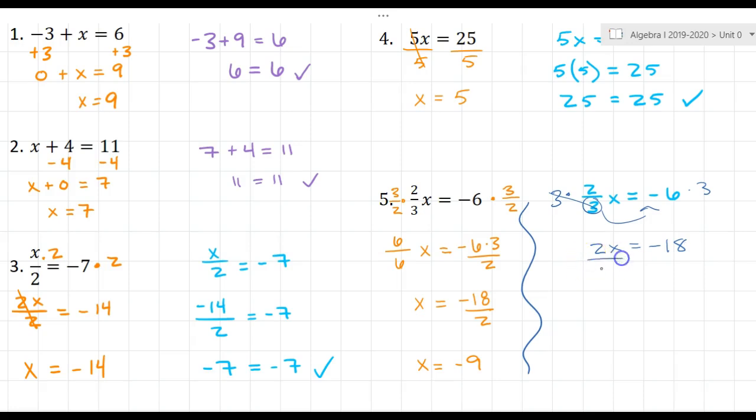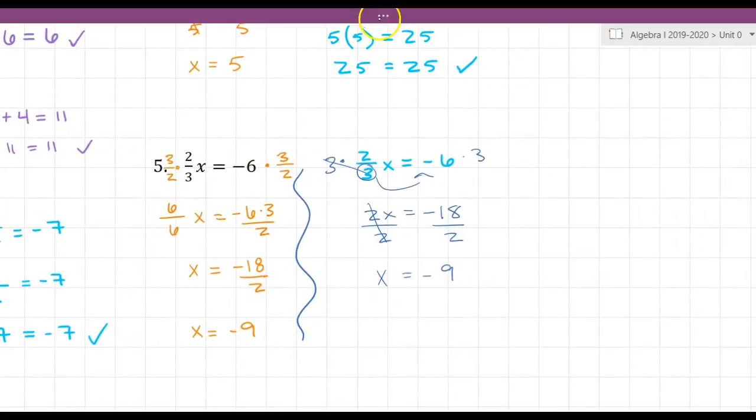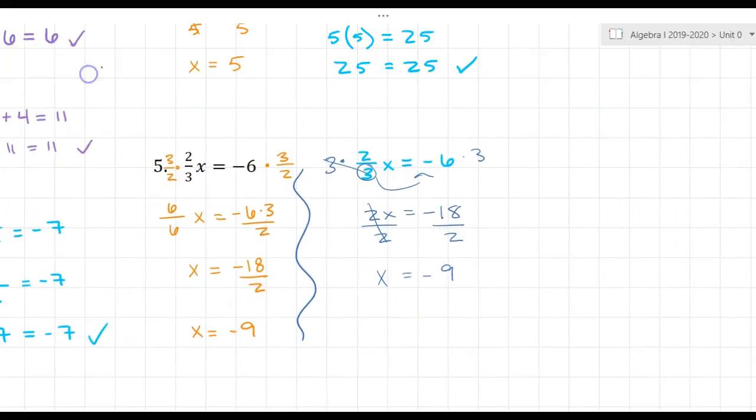To get rid of the 2, I'm going to divide by 2. 2 divided by 2 is 1. So I have x equals negative 18 divided by 2, which is negative 9. Now let's check that negative 9 is in fact the solution to this equation.